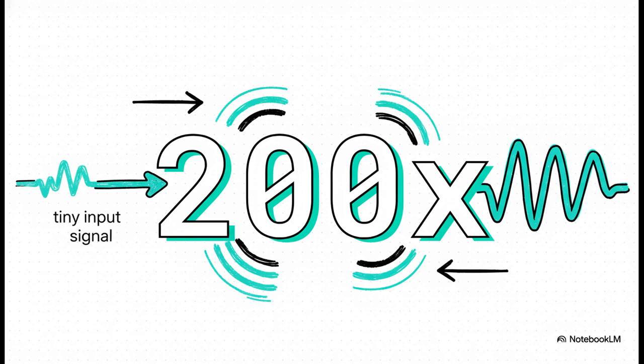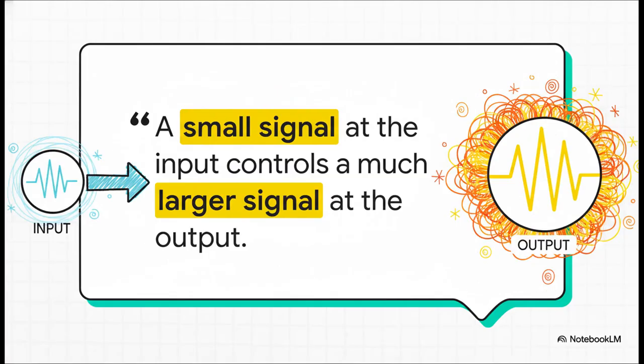That is incredible. So at the end of the day, what we've really shown here is the core principle of how a transistor amplifier works. A very small signal at the input controls a much, much larger signal at the output. That is the absolute essence of amplification.